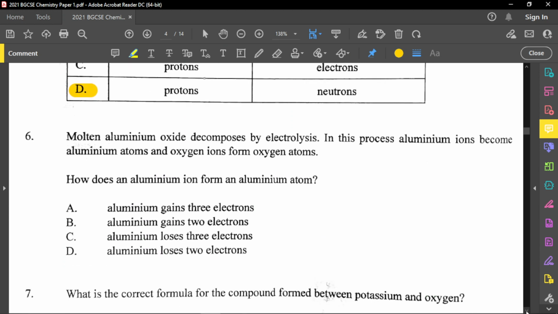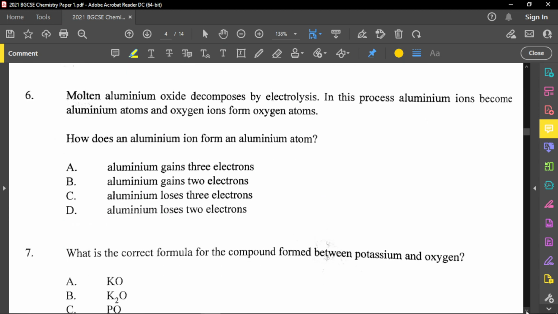All right, so question 6: molten aluminum oxide decomposes by electrolysis. In this process, aluminum ions become aluminum atoms, and oxygen ions form oxygen atoms. How does aluminum ion form an aluminum atom? So let's look at this carefully. There's something we need to know first: that atoms are electrically neutral, right? So I'm going to draw the atom here for aluminum. Aluminum atom is electrically neutral.